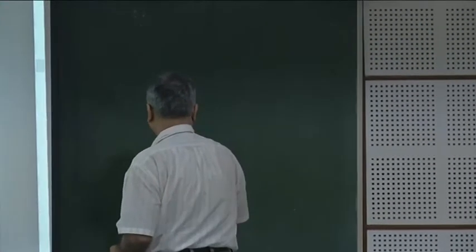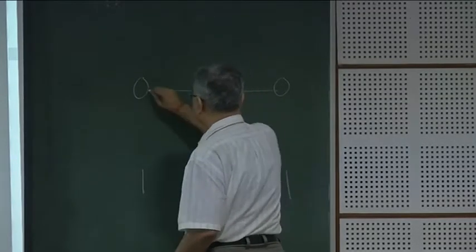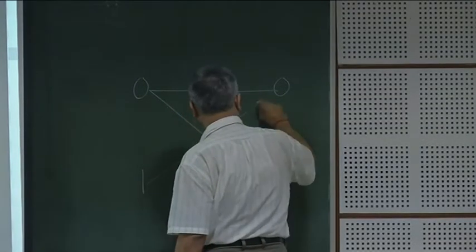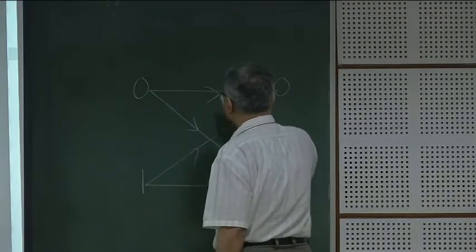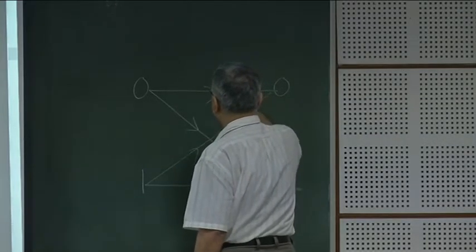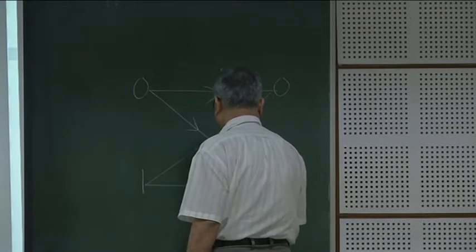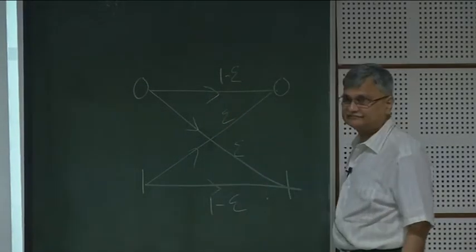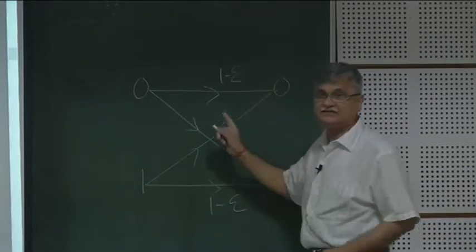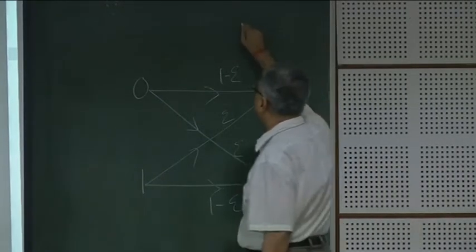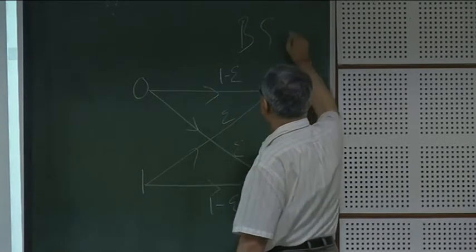Input alphabet is 0 1, output alphabet is 0 1, right? 0 can go like this, or 0 can be taken as 1. 1 goes as 0 and 1 goes as 1. Suppose this probability is 1 minus epsilon, this probability is epsilon, this probability is epsilon, and this probability is 1 minus epsilon. This is the input side, this is the output side. What channel is this? Binary symmetric channel. Binary, why binary? Because two possibilities. Symmetric, because the transition probability is symmetric.